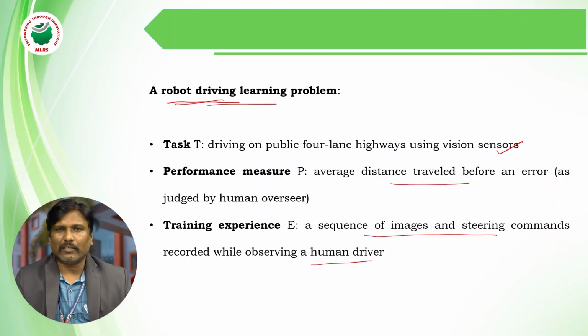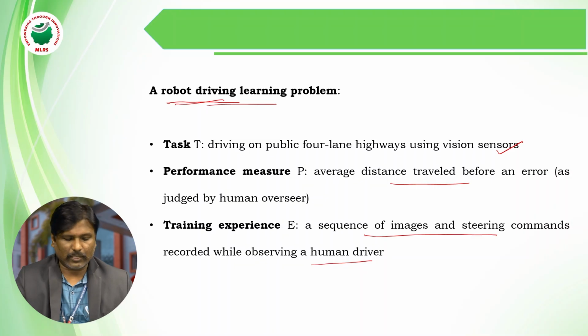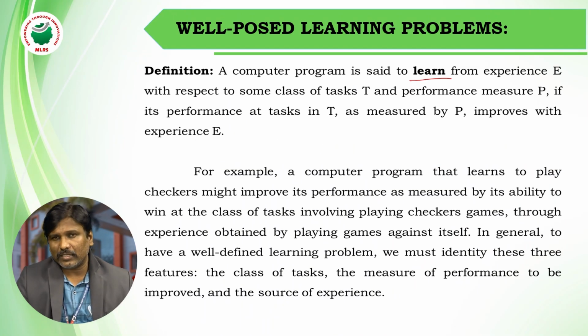So in robot driving, the task is to drive the robot using vision sensors. Next, performance is how many kilometers it can travel before an accident occurs or the first error comes. Next, how it gets the experience: it takes the commands of human drivers, steering commands and seating positions, all those conditions in the data set. So with these three attributes, any problem can be explained.